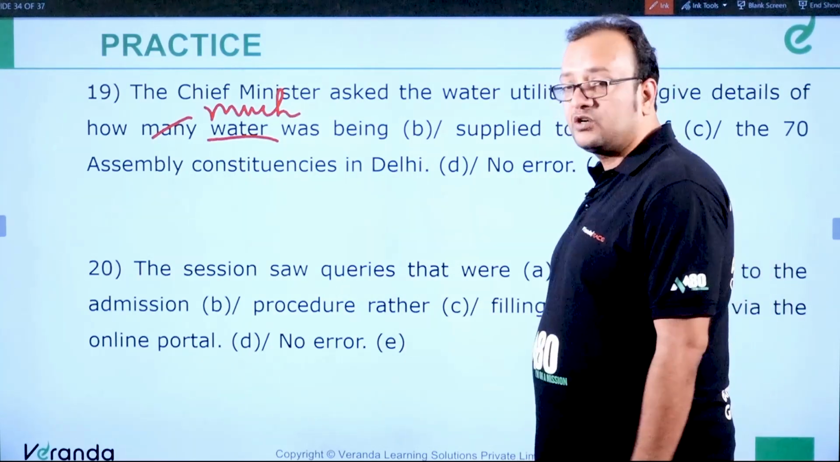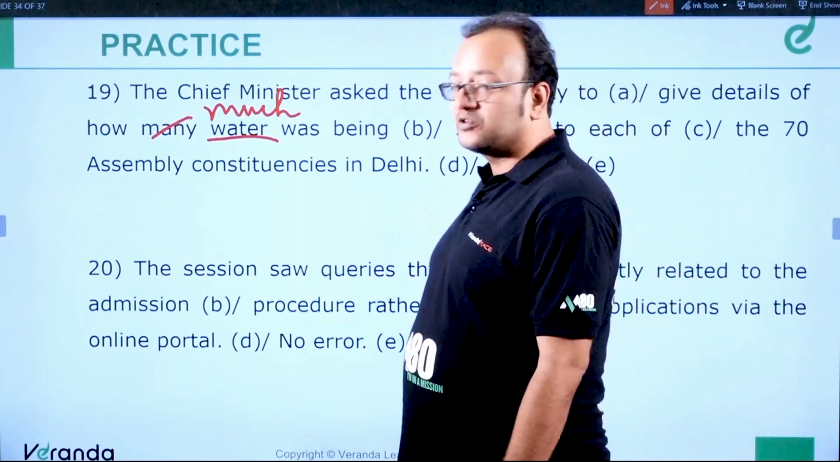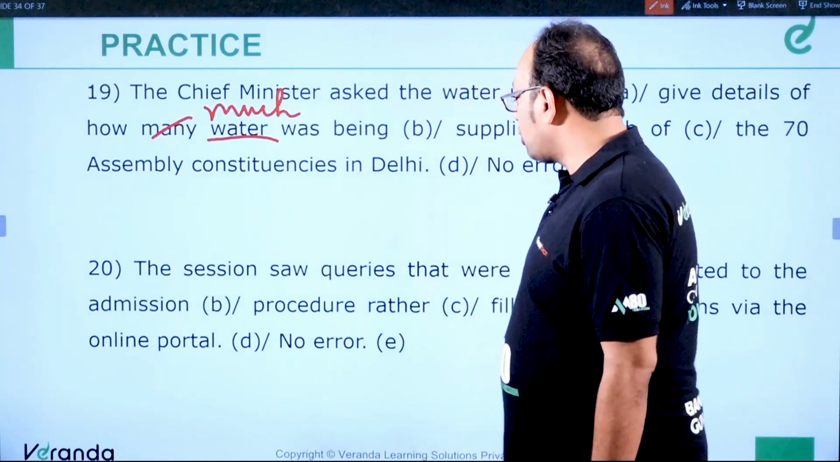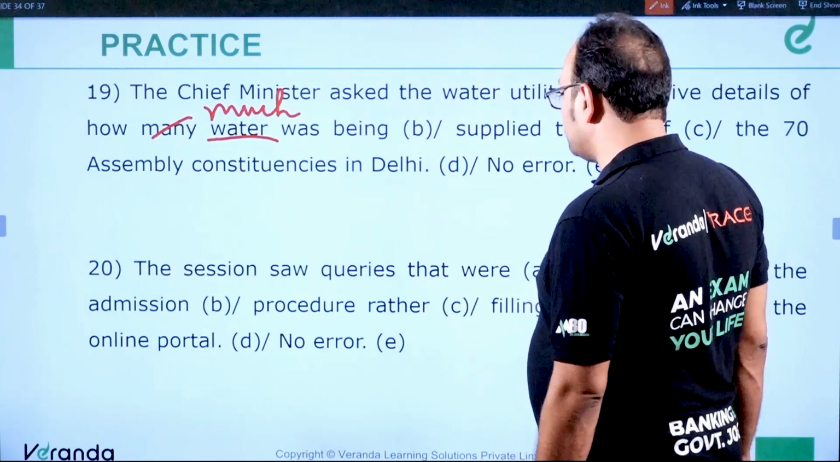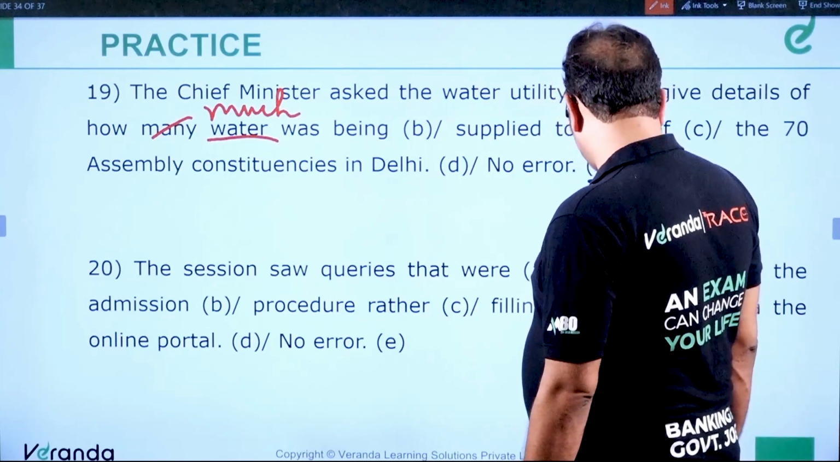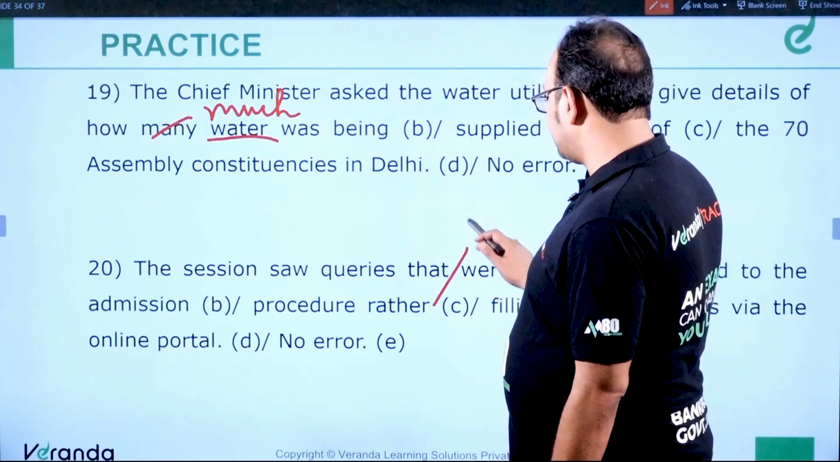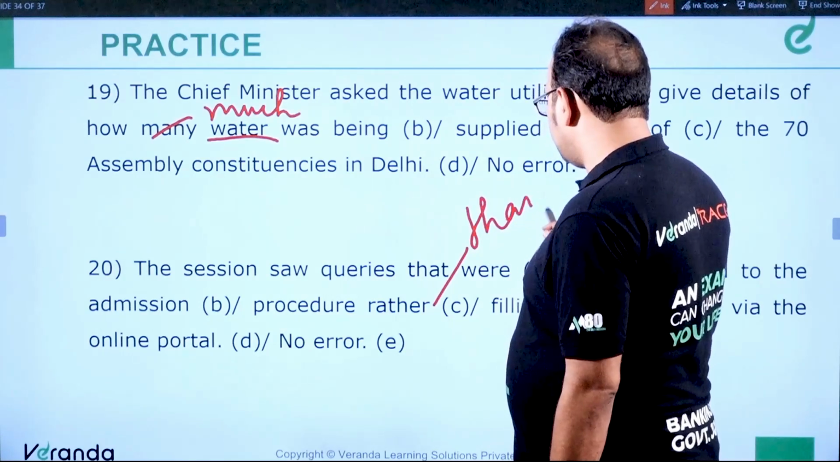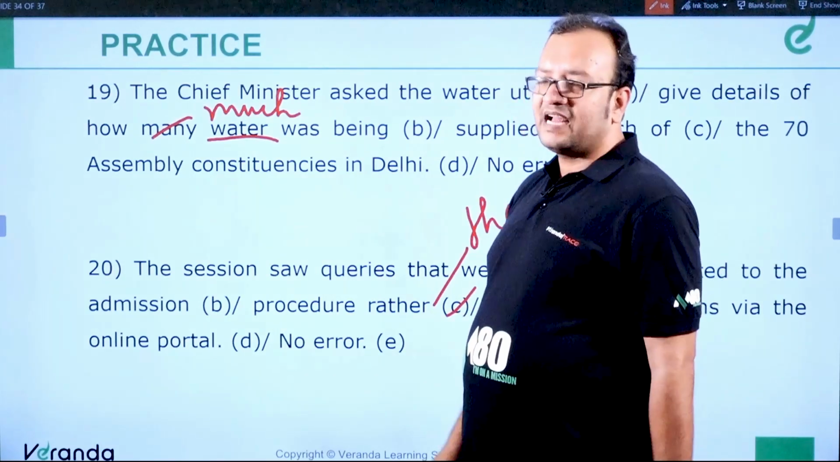Okay, this is a challenging question. Last question, last but not the least. The session saw queries that were mostly related to the admission procedure, rather filling up. Okay, rather should be followed by than. Rather than, error is in part C, no problem in that.